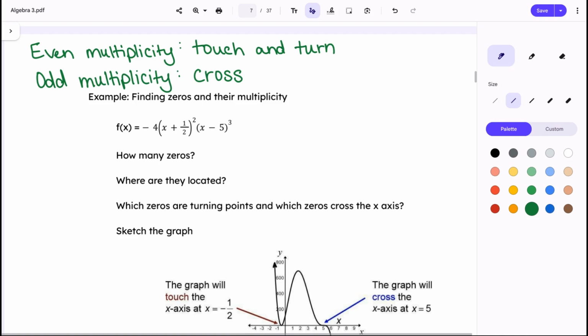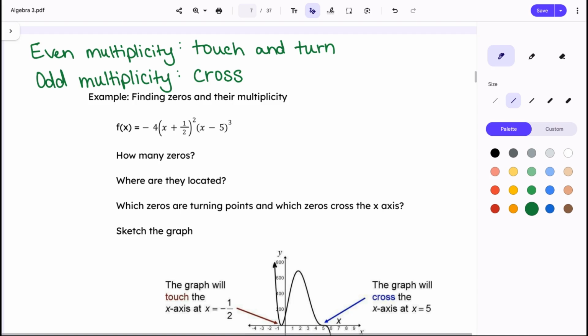So I'm going to show you what I mean here, and then we'll look at some graphs to actually figure out, does it touch and turn or does it cross? So when I look at my equations, like I said, they are written differently. You can see this one says -4, and then there's a parenthesis with x plus a half, and that's all squared. And then there's another parenthesis that says x minus 5, and all of that is raised to the third power. When you're trying to find your zeros, it's already factored for us a little bit because of our parentheses. So we don't have to do that.